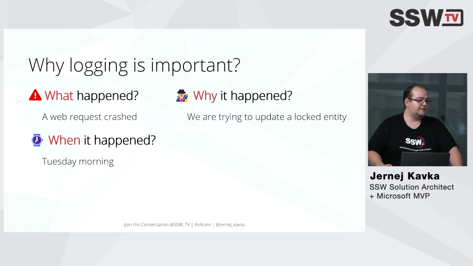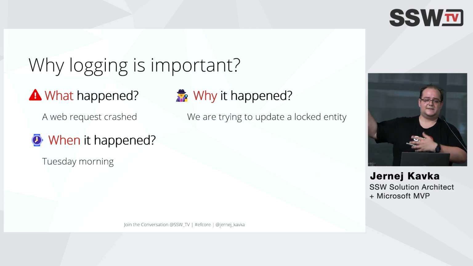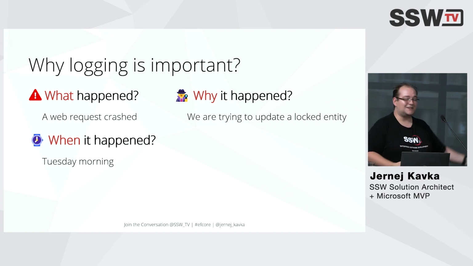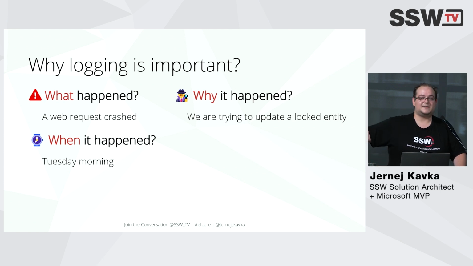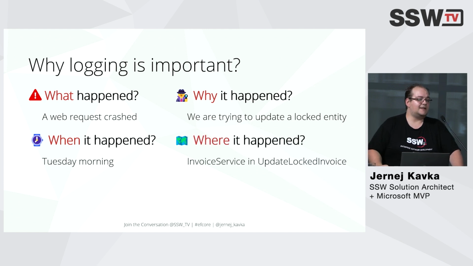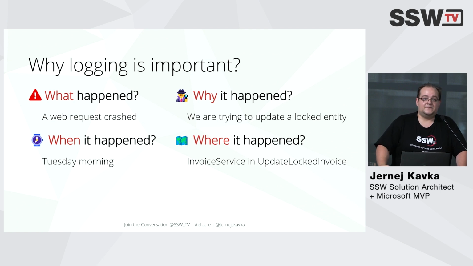Why it happened? Well, it's a big difference if somebody tried to edit, for instance, an invoice that is locked as opposed to an invoice that is not locked. So you should know why the exception happened. And lastly, where it happened. So where in the code can I find this issue so that I can try and fix it?